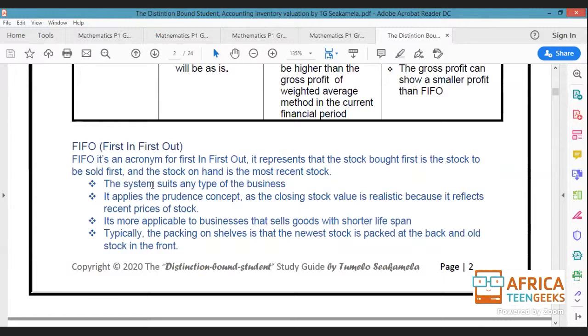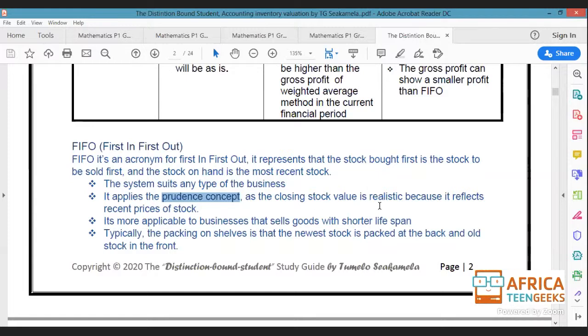Then the system suits any type of business, right? It applies the prudence concept. You must remember your GAAP principles, right? Your prudence concept. We're still going to look at the internal controls of stock valuations later this week, so don't worry about it.